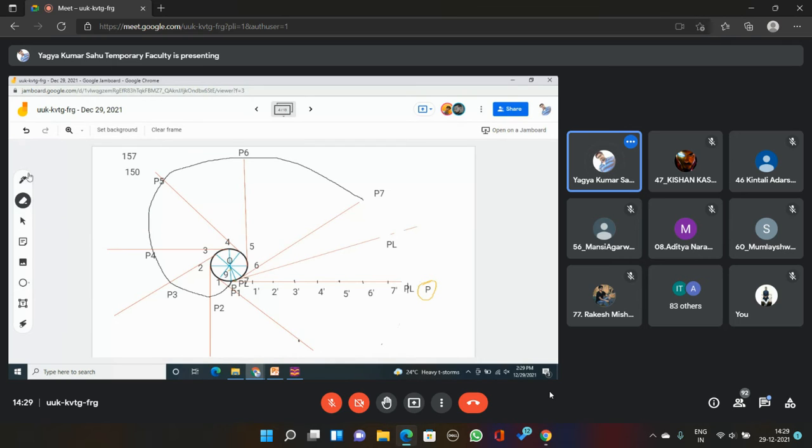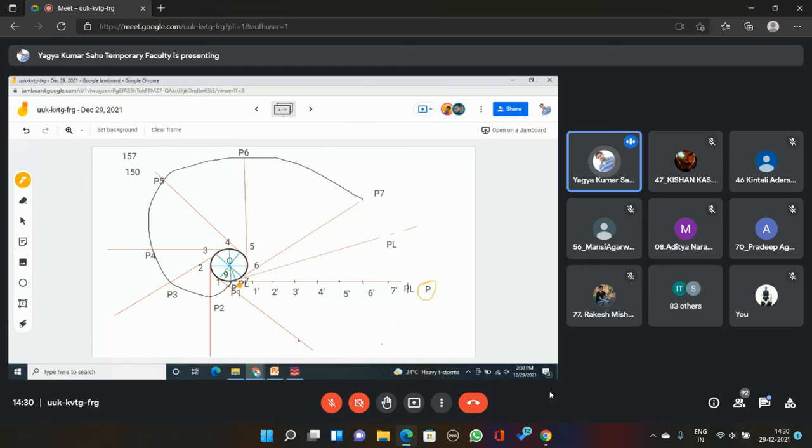Are you getting this one? From this O7, draw a line inclined at 40 degree. This one, 40 degree. So you'll get a point P7 in between P and 7 dash. Is it okay? Are you getting this one or not?